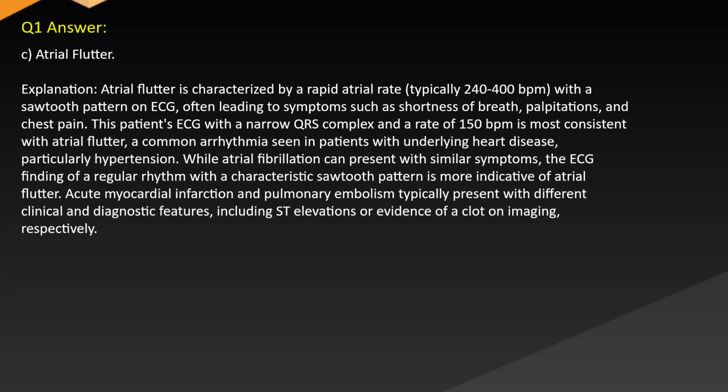This patient's ECG, QRS complex, and the rate of 150 bpm is most consistent with atrial flutter, a common arrhythmia seen in patients with underlying disease, particularly hypertension. While atrial fibrillation can present with similar symptoms, the ECG finding of a regular rhythm with a characteristic sawtooth pattern is more indicative of atrial flutter. Acute myocardial infarction and pulmonary embolism typically present with different clinical and diagnostic features, including elevated cardiac enzymes or evidence of a clot on imaging, respectively.